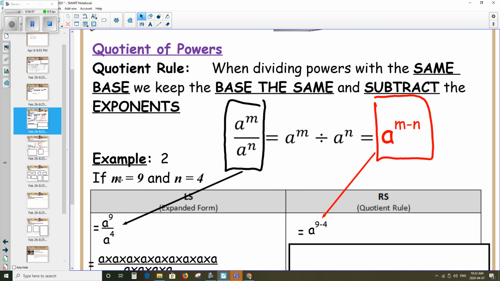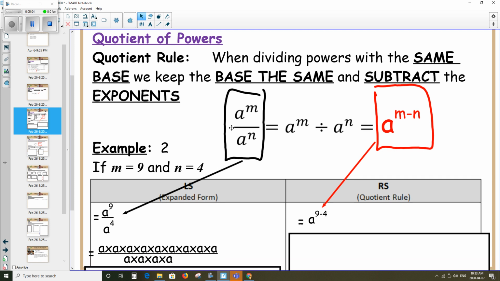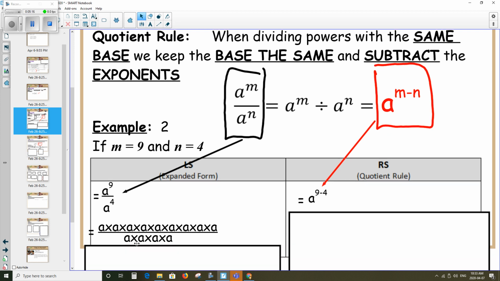So let's pretend that m is equal to 9 and n is equal to 4. Okay, so I'm taking the first part of the equation, replacing my m with 9 and the n with 4. I'm expanding it. So at the top I have 9 a's, at the bottom I have 4 a's. And we can cross some of these off. Okay, these will cross off. And how many a's am I left with? 1, 2, 3, 4, 5.